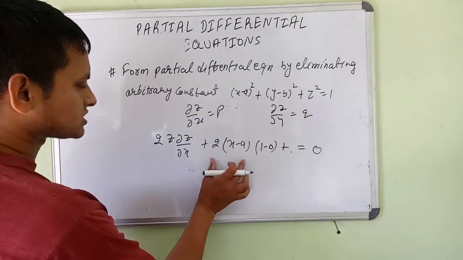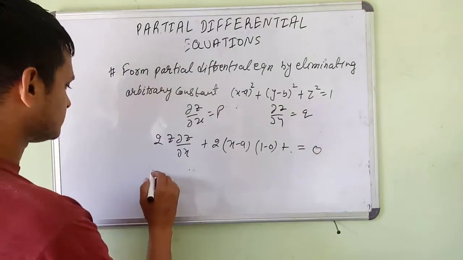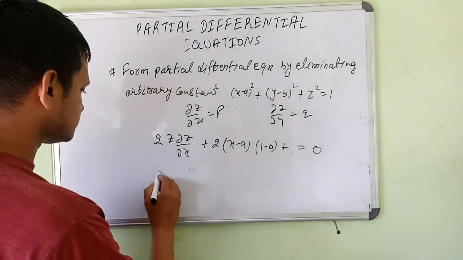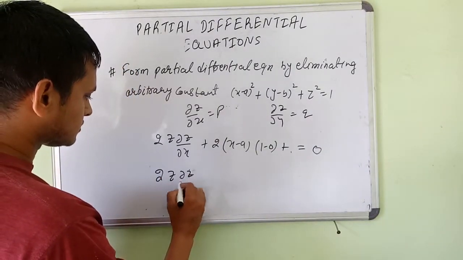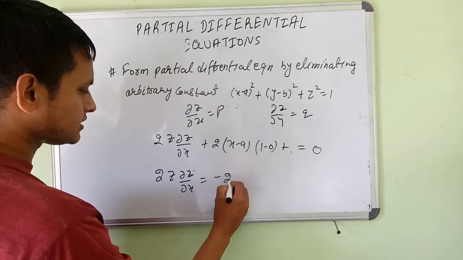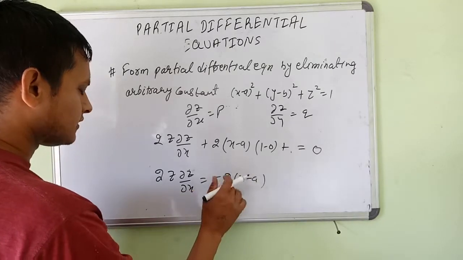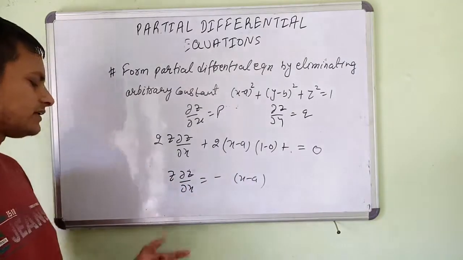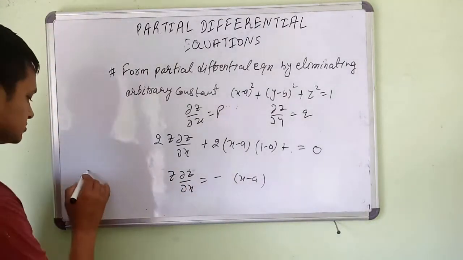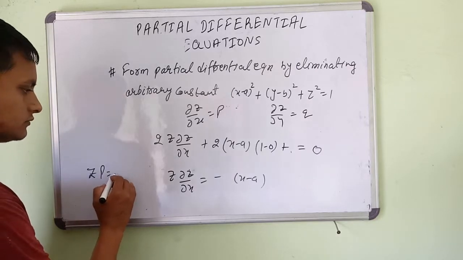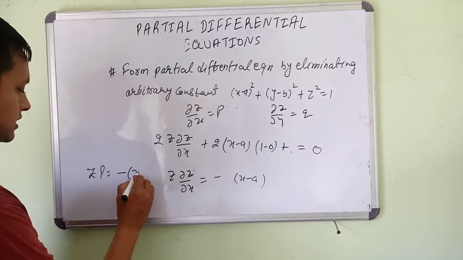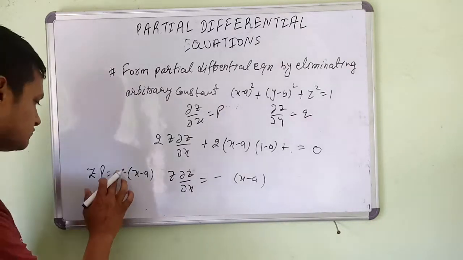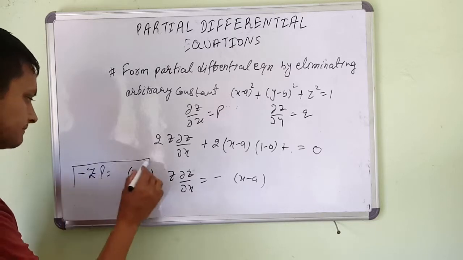Now take this 2x minus a to the right hand side, or transfer this 2x minus a to the right hand side. So it is 2z ∂z/∂x is equal to minus 2(x minus a). Now we will cancel 2. Now ∂z/∂x is p. So z p is equal to minus (x minus a). Now we get x minus a is equal to minus z p.